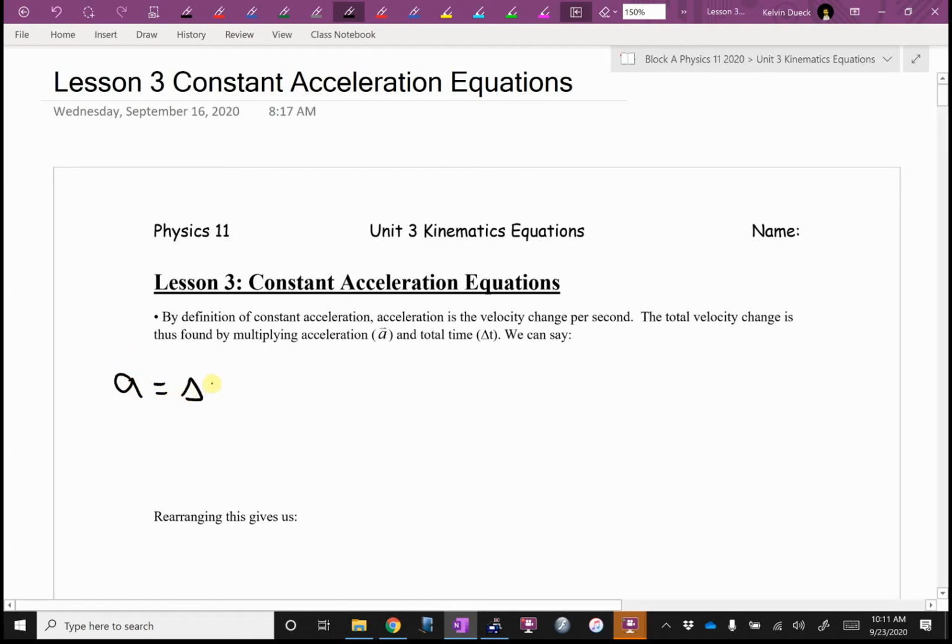Acceleration is the change in velocity per time, where change in anything is final minus initial. If I get the delta V, the change in velocity by itself, I would move the t over. How would I move the t over? What's the t doing on the right-hand side? So I could also write this as change in velocity equals at.